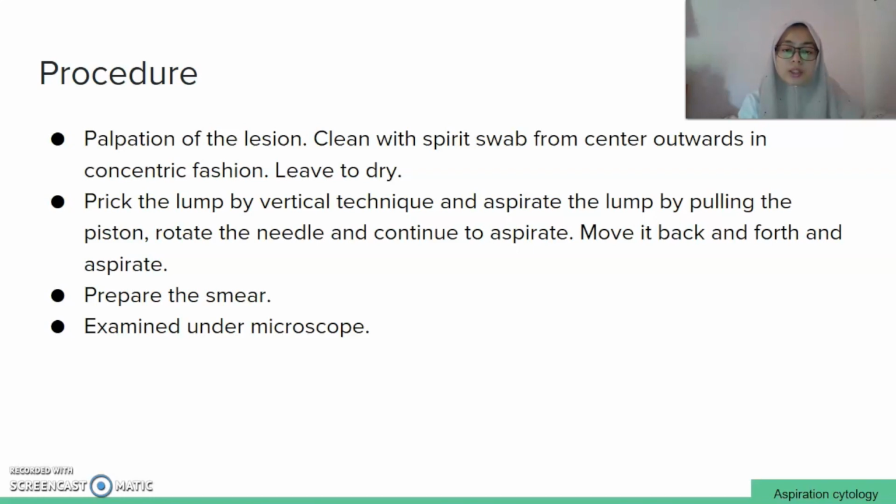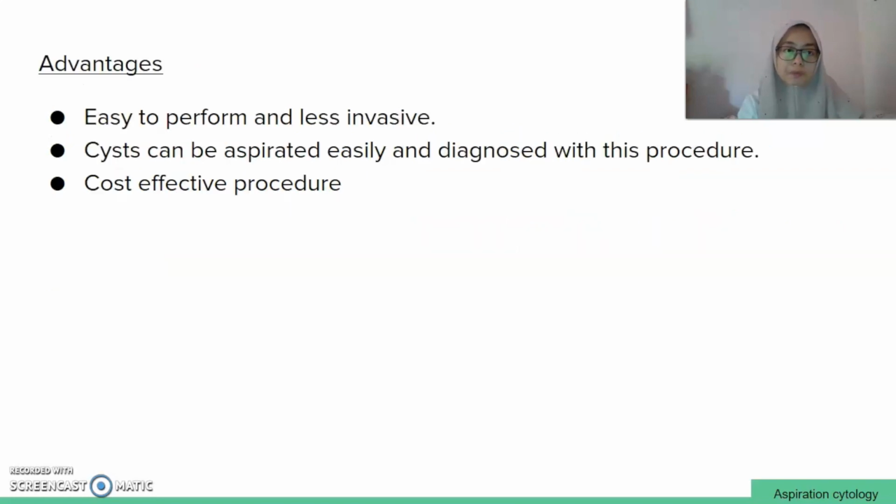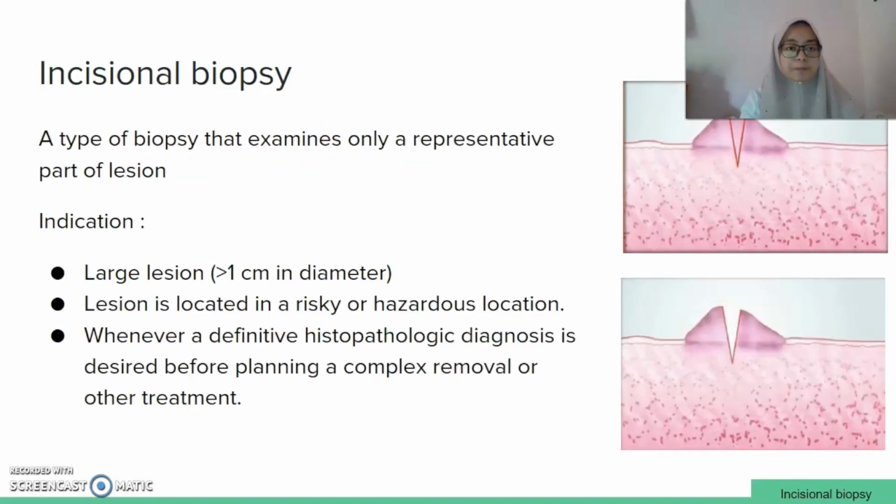Rotate the needle and continue to aspirate. Move it back and forth and aspirate. Prepare the smear and examine under microscope. The advantages of aspiration cytology: it is easy to perform and less invasive. The cyst can be aspirated easily and diagnosed with this procedure, and it is a cost-effective procedure.